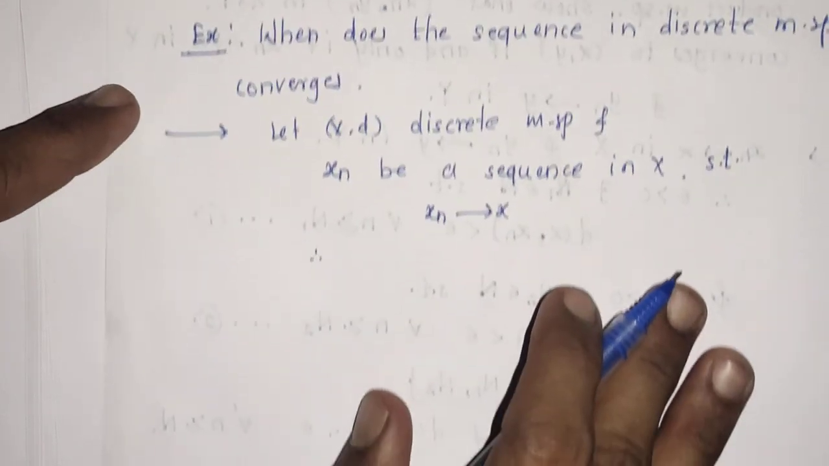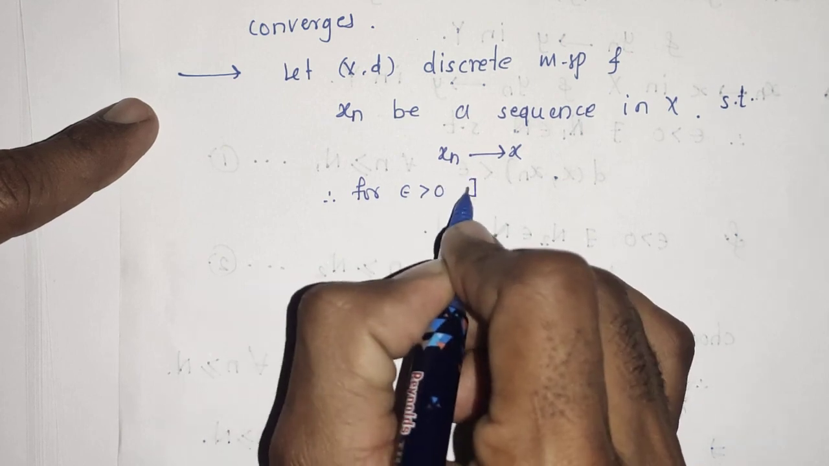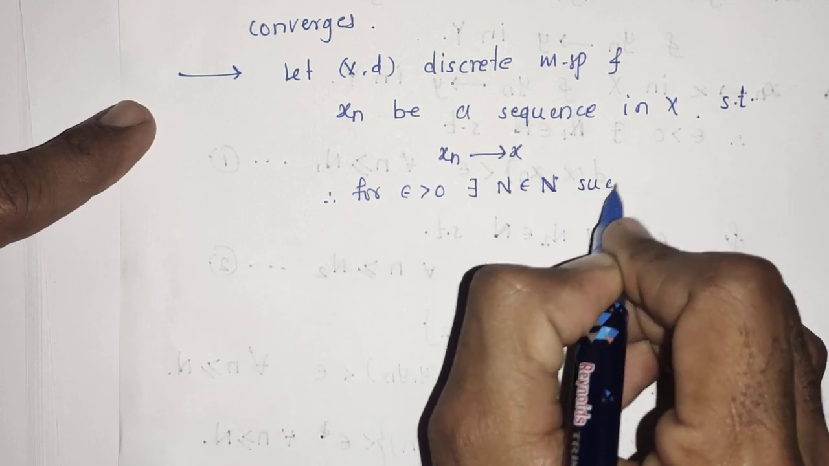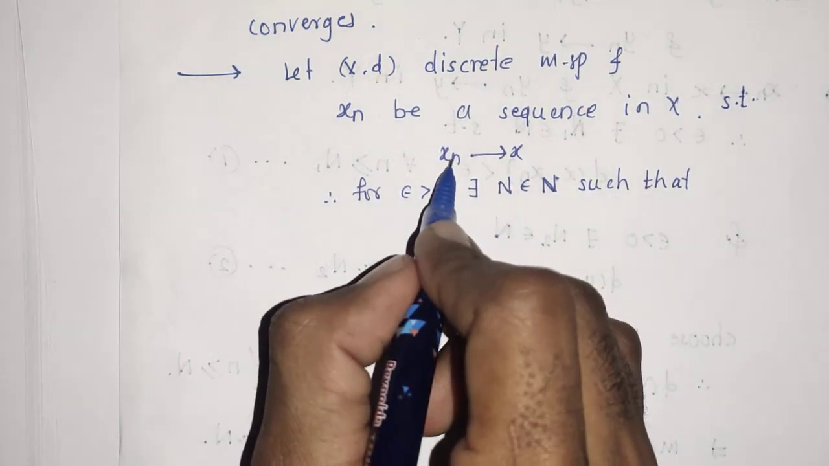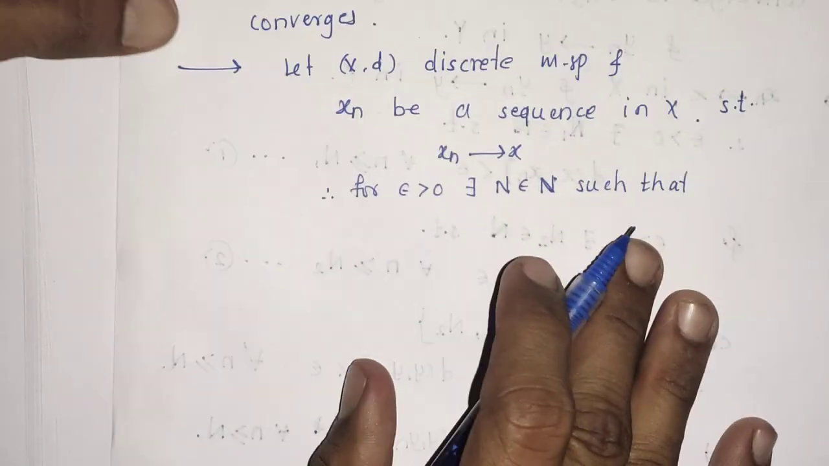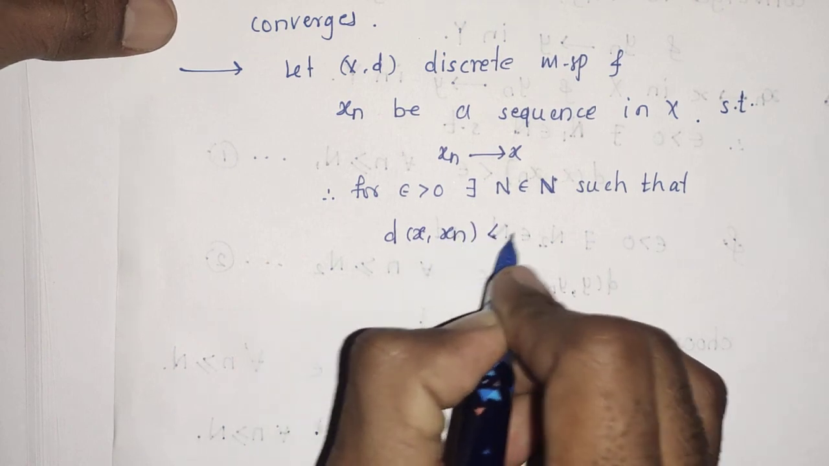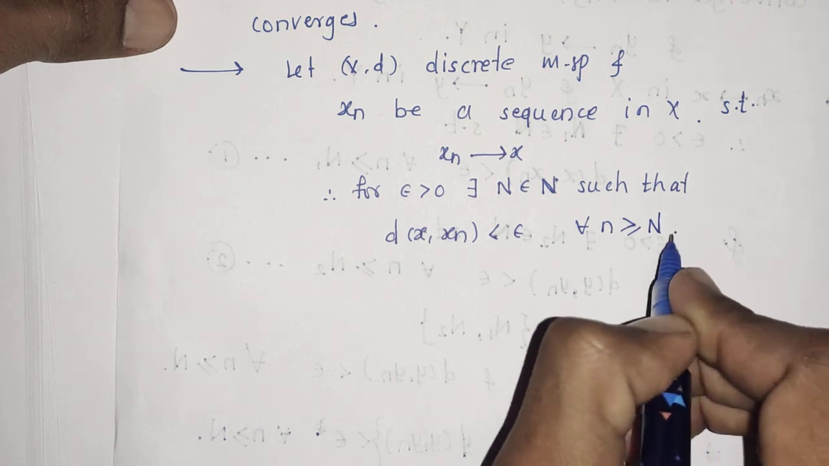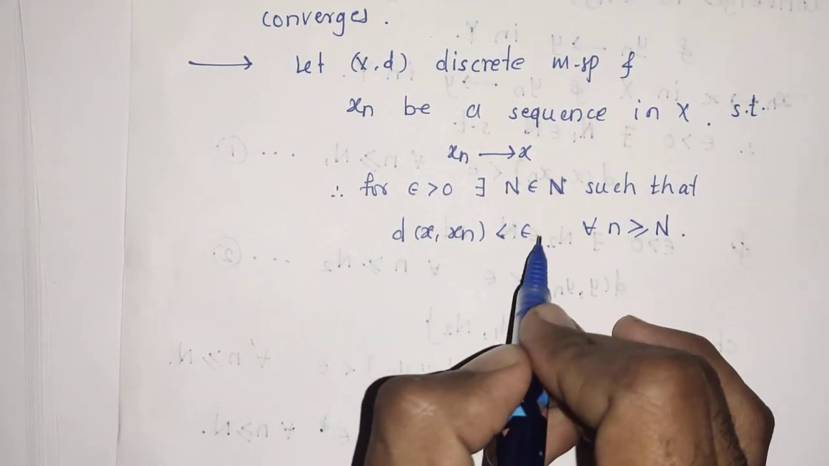Therefore, by the definition of convergence, we can write for epsilon positive there exists a natural number N such that the distance between xn and x is less than epsilon for all n greater or equal to N. This is by the definition of convergence of limit.